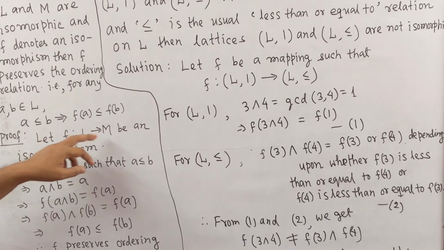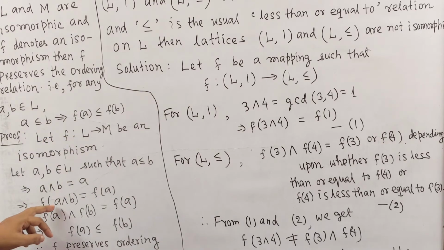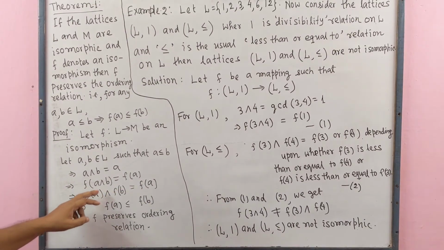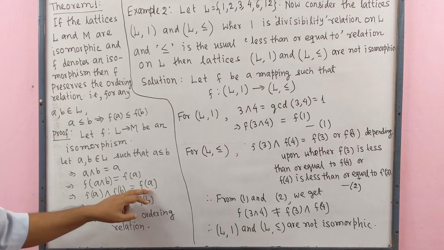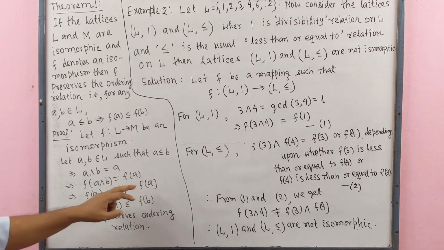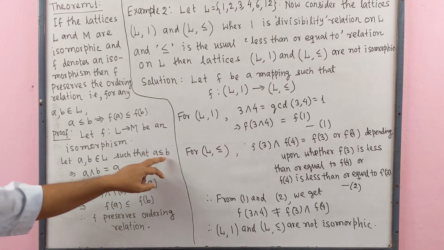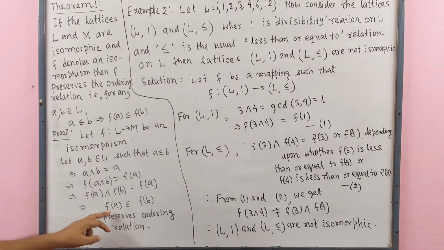Since F is isomorphism, therefore F(A meet B) means FA meet FB. Right side is FA. If this relation exists, means FA meet FB equal to FA, that means FA is less than equal to FB. So we have started from here: A is less than equal to B implies that FA less than equal to FB. Therefore, F preserves the ordering relation.